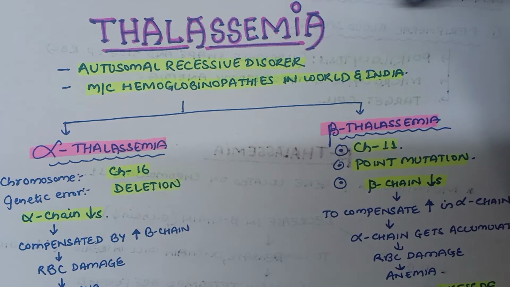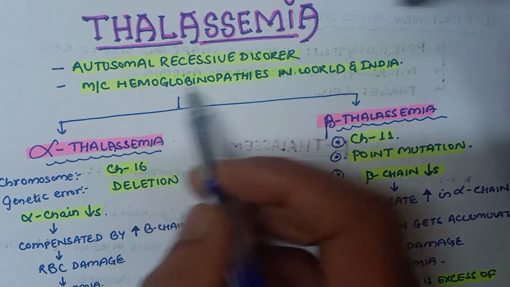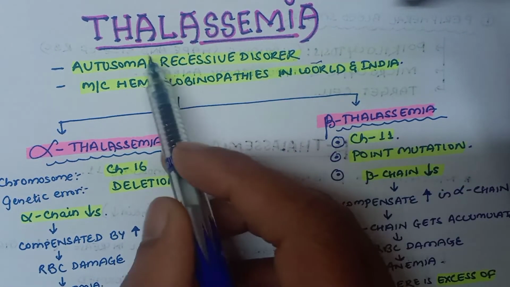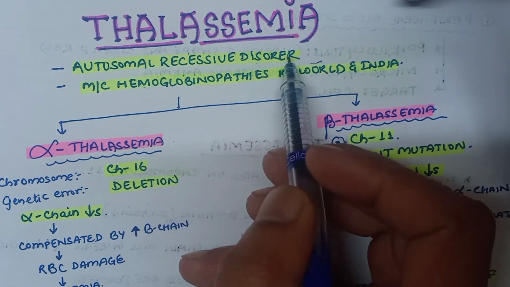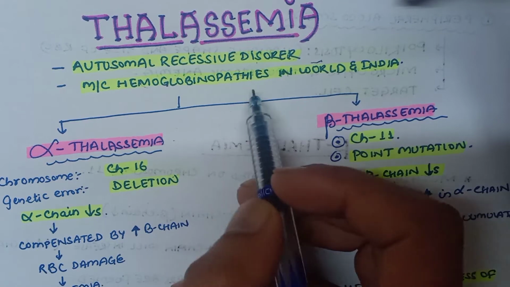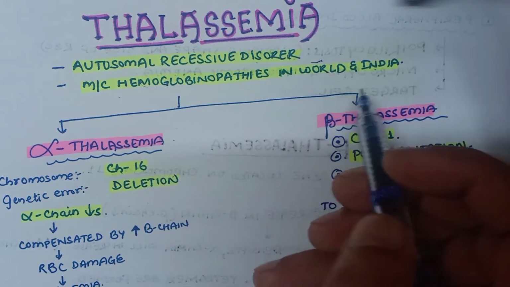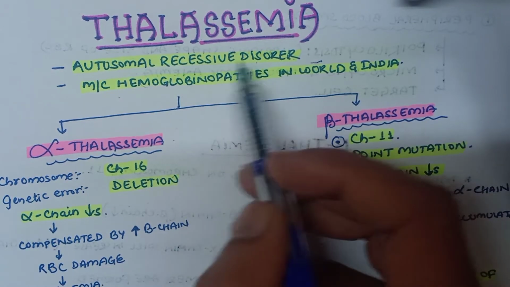I am Dr. Prashant Gupta and today we are going to discuss another important topic, that is thalassemia. Thalassemia is an autosomal recessive disorder, and it is the most common hemoglobinopathy in the world and in India.